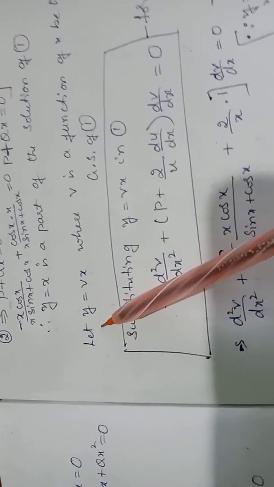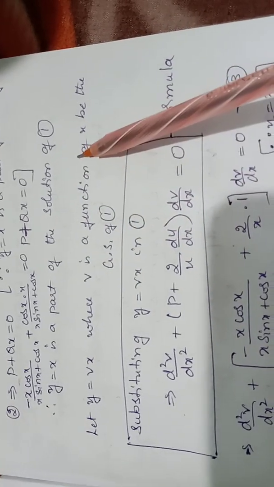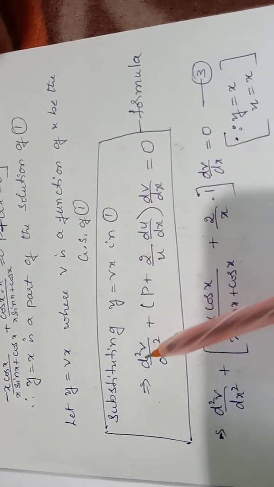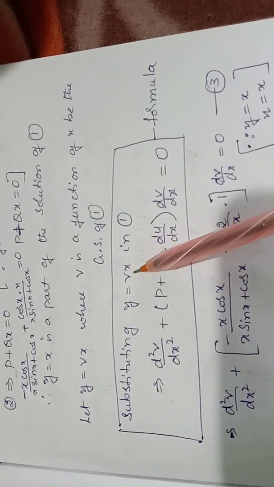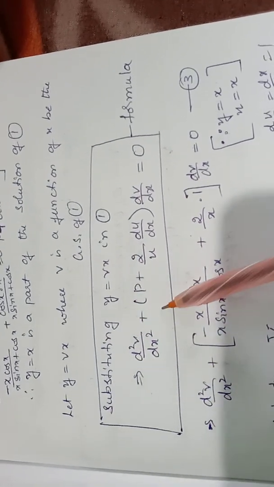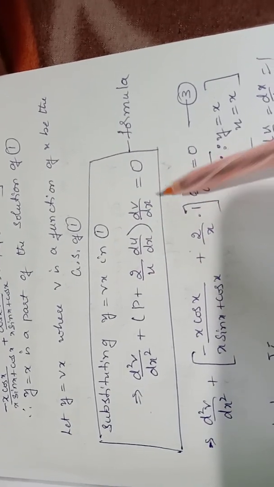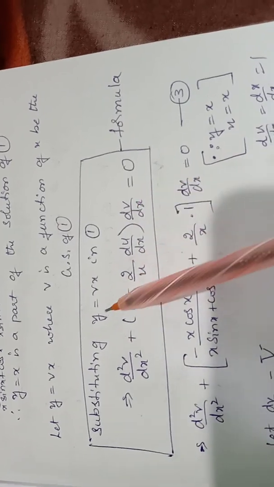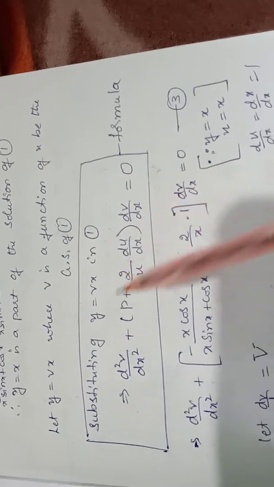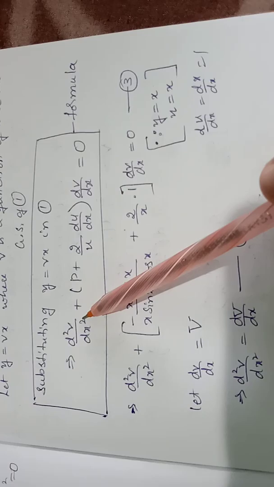Now we have to take y equal to vx, where v is a function of x, to be the general solution of equation 1. So by substituting y equal to vx in equation 1, and differentiating two times, we'll get d square v by dx square plus (P plus 2 by u du by dx) into dv by dx equal to 0. This is the standard formula. If you take y equal to vx and differentiate with respect to x, the first derivative and second derivative will come like this. Then we have to take this equation.